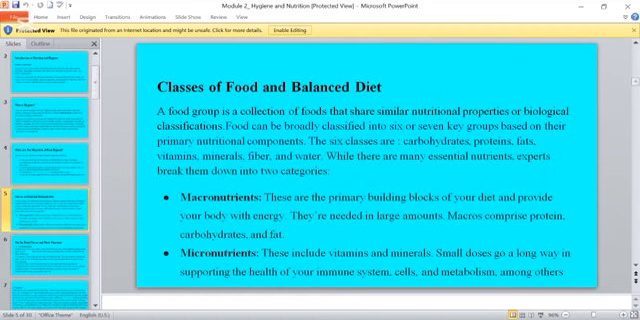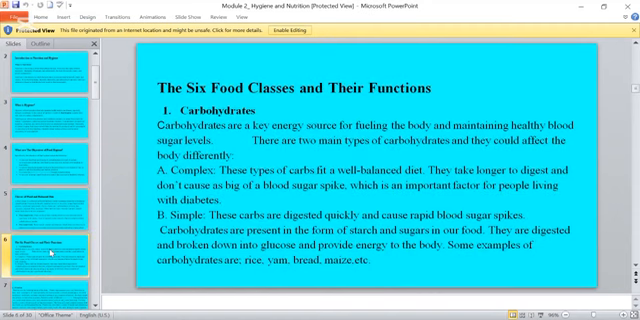So let's look at the classes of food and balanced diet, because you can't talk about food without looking at those. A food group is a collection of foods that share similar nutritional properties or biological classifications. Broadly, they can be classified into 6 key groups. So we have carbohydrates. Carbohydrates are a key energy source of food for fueling the body and maintaining healthy blood sugar levels. There are two main types of carbohydrates and they could affect the body differently.